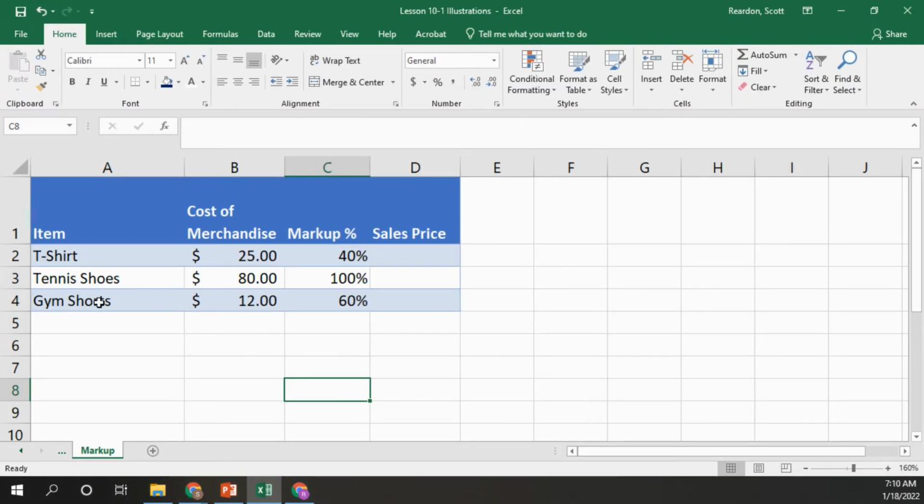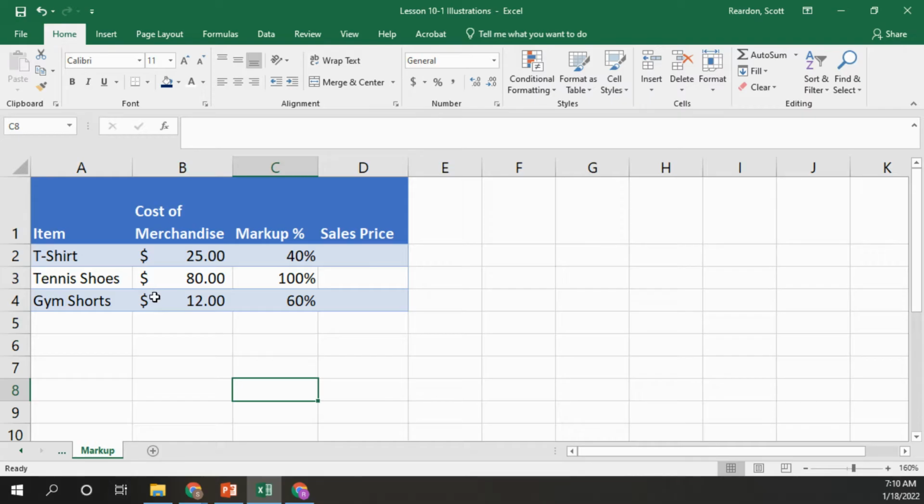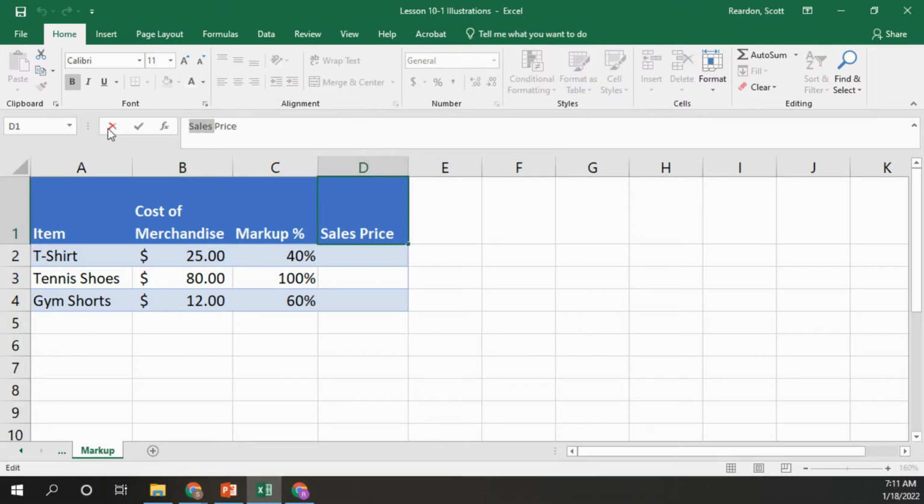I've got some items here, and maybe like some stores, I don't actually make the product. I just buy it, and then I turn around and resell it. So if I'm selling a t-shirt and I pay cost of merchandise, maybe to the manufacturer, Abercrombie, something like that, $25, and I want to mark it up. I should actually say selling price to be consistent with our example. And I want to mark it up 40%.